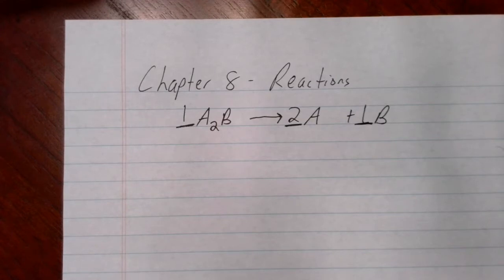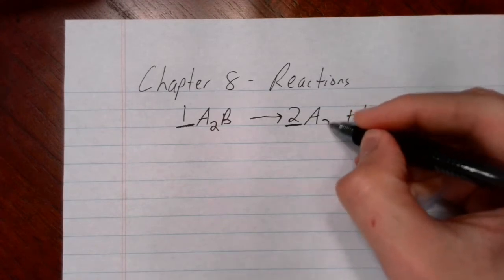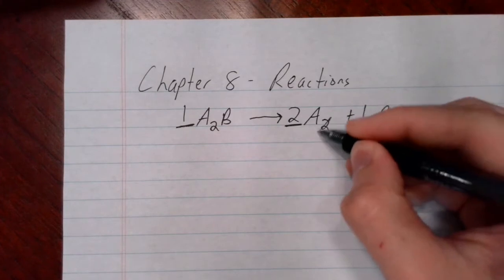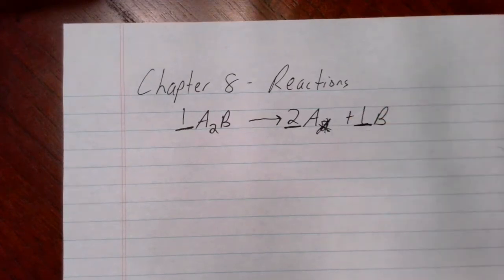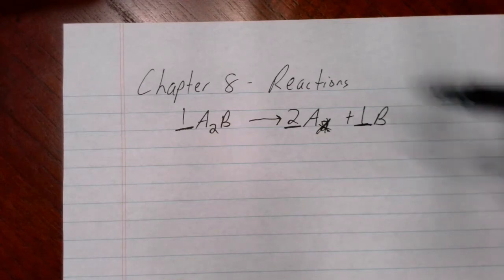One thing that is definitely not okay would be to add a subscript there. We never use subscripts to balance equations. We only put coefficients out in front of reactants or products to make sure that the equation is balanced.